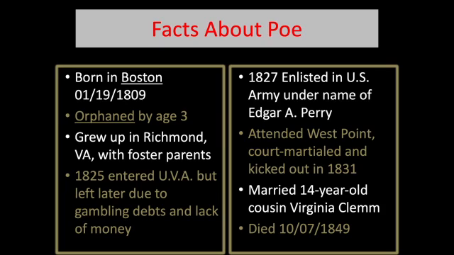Army under the name of Edgar A. Perry. And he attended West Point, but he was court-martialed and kicked out in 1831, and by this point, the Allen family that had raised him has just decided to let him go. So he goes back looking for his original family, and he does find an older aunt and a cousin by the name of Virginia Clem, who's 14, and decides almost immediately to marry her.